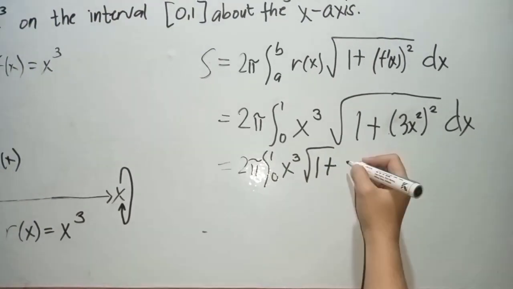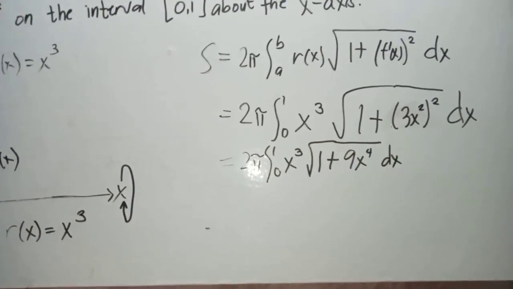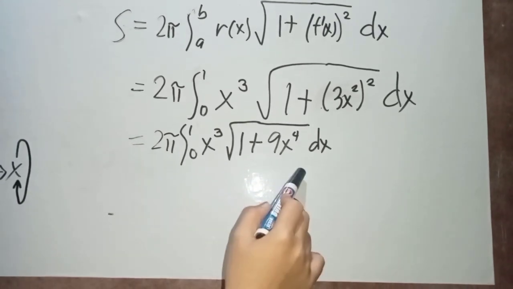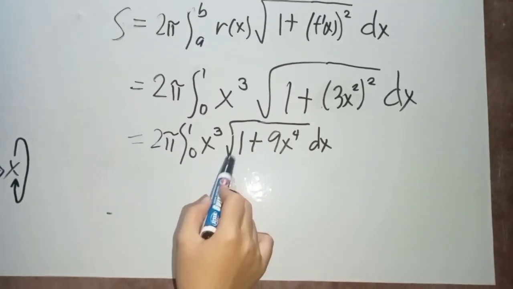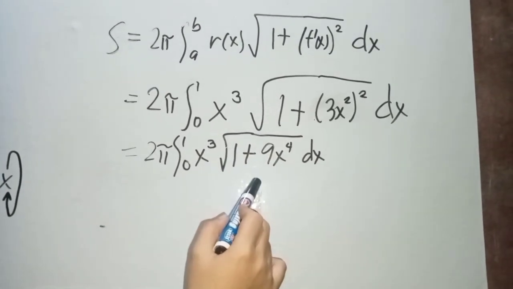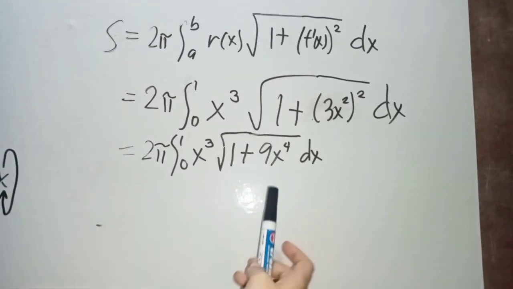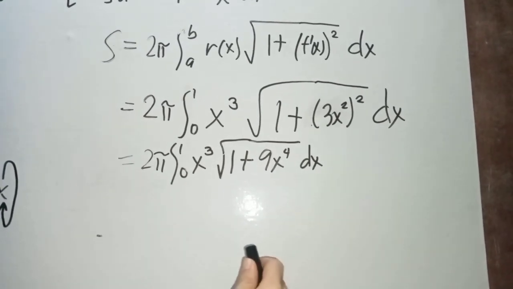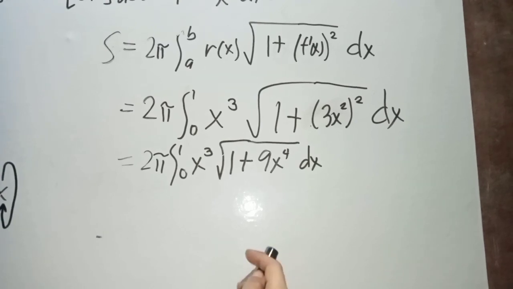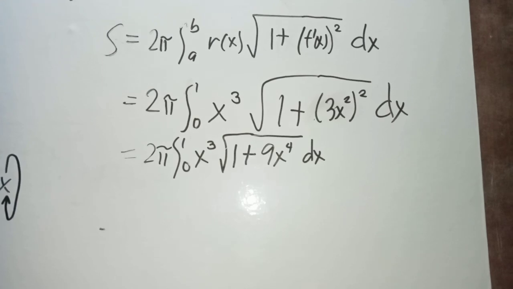2π times the integral from 0 to 1 of x³ √(1 + 9x⁴) dx. Next, we will be using an integration technique for this specific integral, and it is u-substitution, because we have a composite function within our integrand: √(1 + 9x⁴), where the outside function is the square root and the inside function is 1 + 9x⁴.